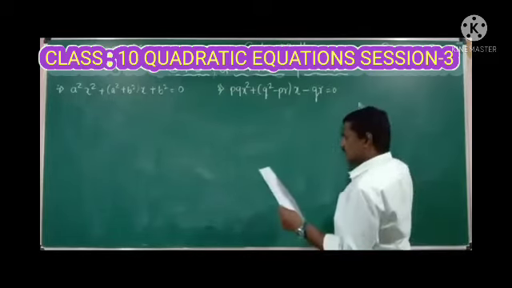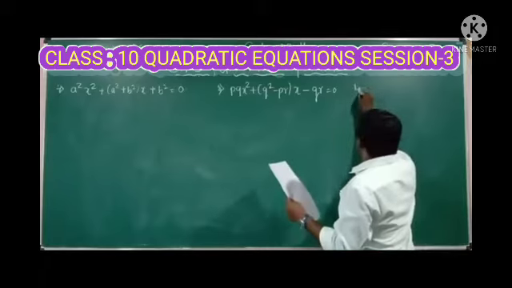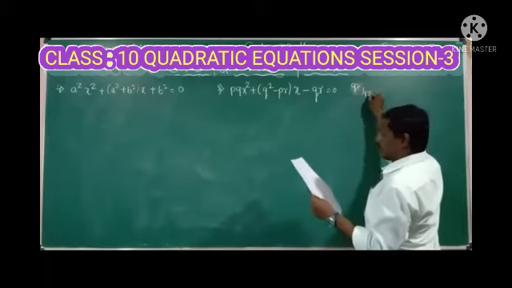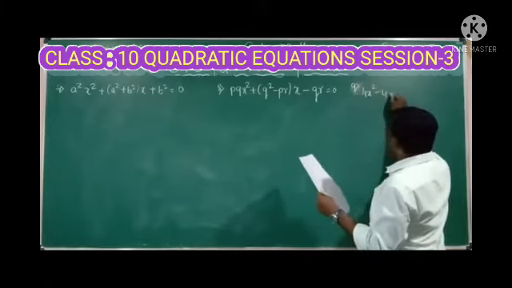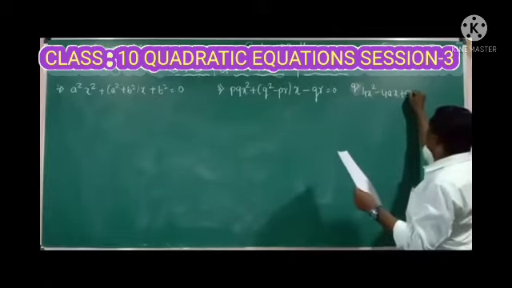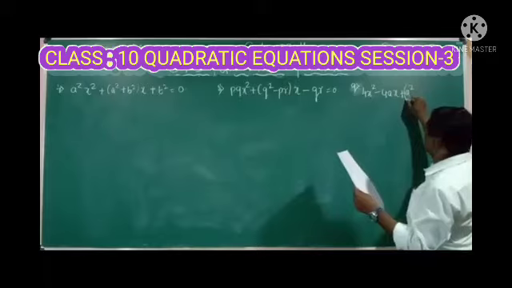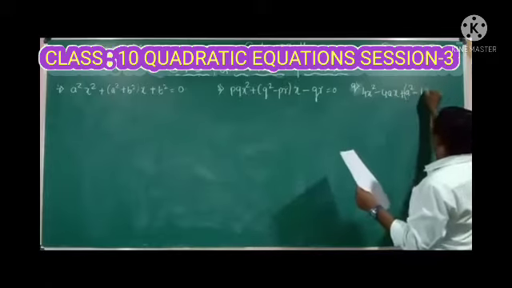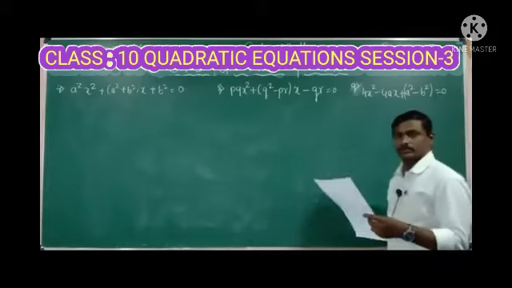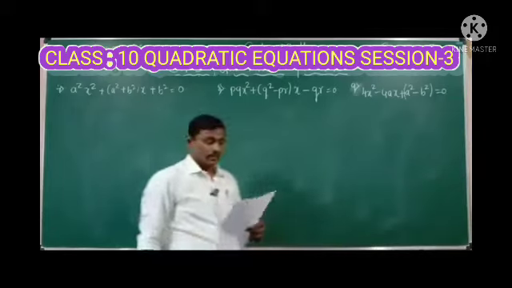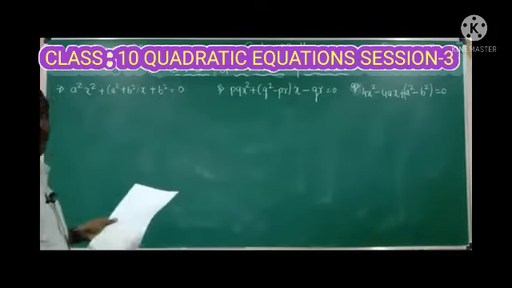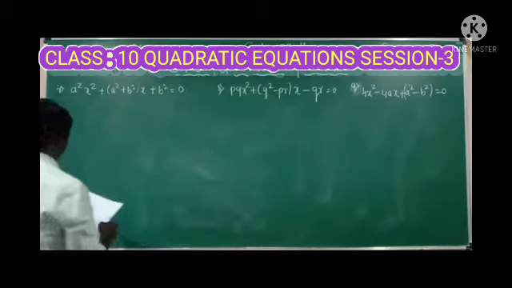Next one is ninth question, 4x square minus 4ax plus a square minus b square is equal to 0. So these are the three questions. You need to simplify by using factorization method.